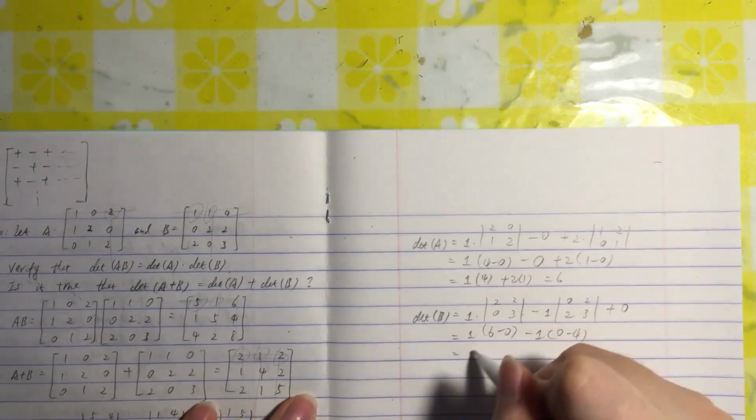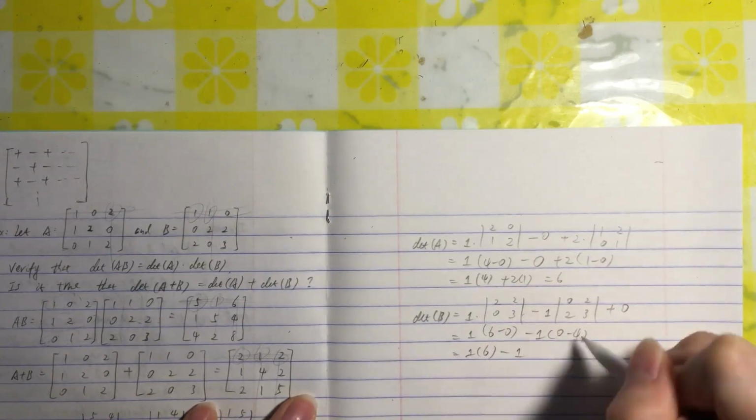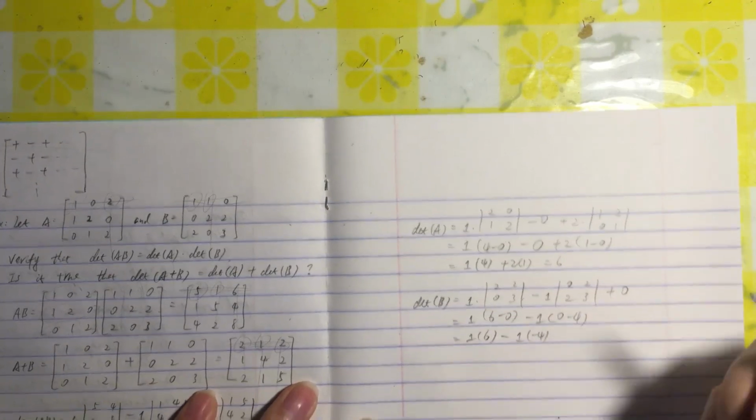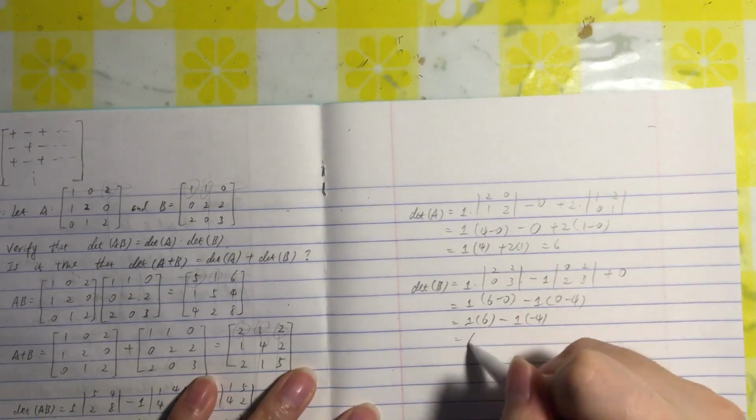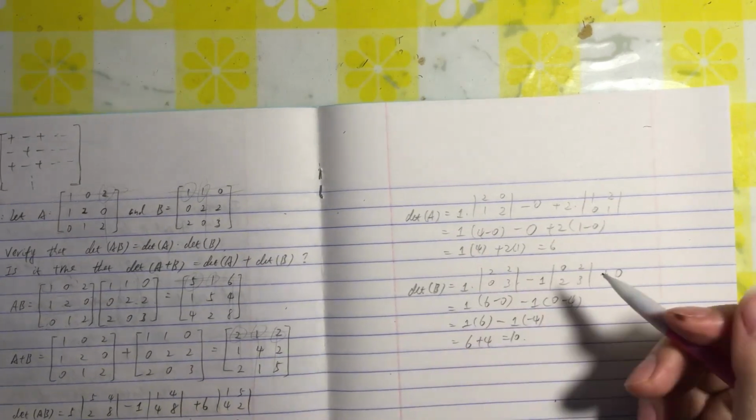Together, 6 minus 0 is 6. 0 minus 4 is negative 4. I get 6 plus 4, which is 10. So the determinant of matrix B is 10.